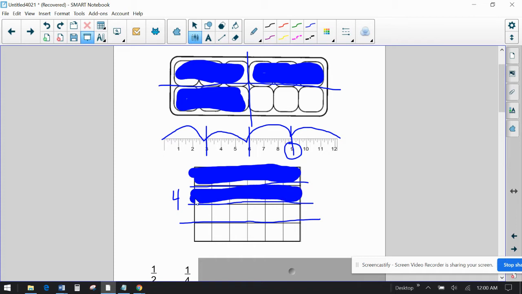2/4, I'd shade in this row, which means each row has 6, right? So 6, 12. So 12 24ths is 2/4, which is the half. 3/4 is 18 24ths.